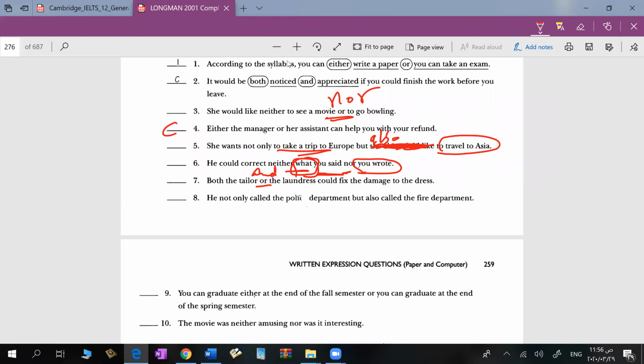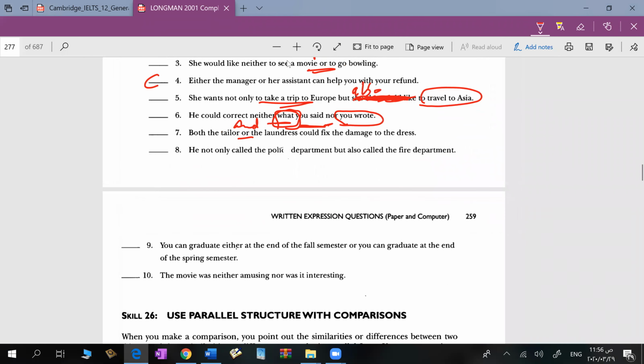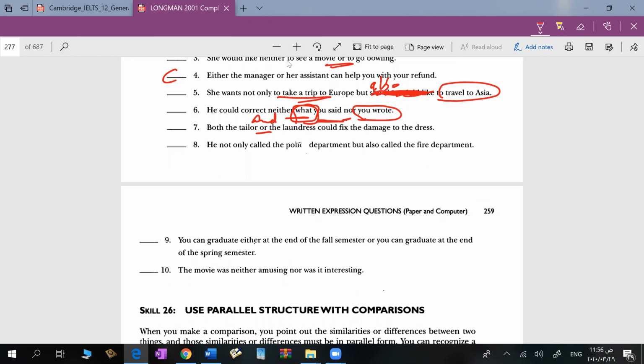Okay. He not only called the police department, but also called the fire department. Correct, I think. Correct. You can graduate either at the end of the fall semester or you can graduate at the end of the spring semester. After either, we have a prepositional phrase. After or, we have a subject and a verb. So is this correct? I think it's incorrect. We should remove "you can graduate." Either at the end or at the end.